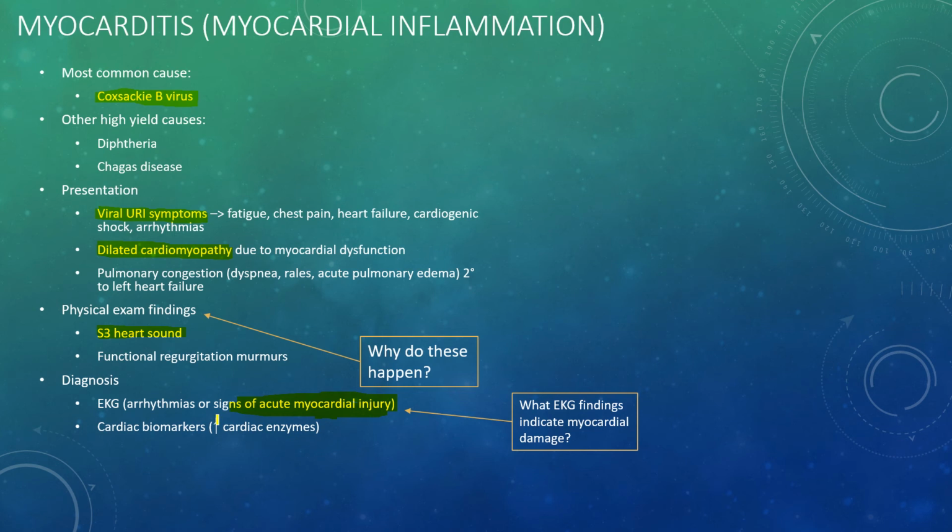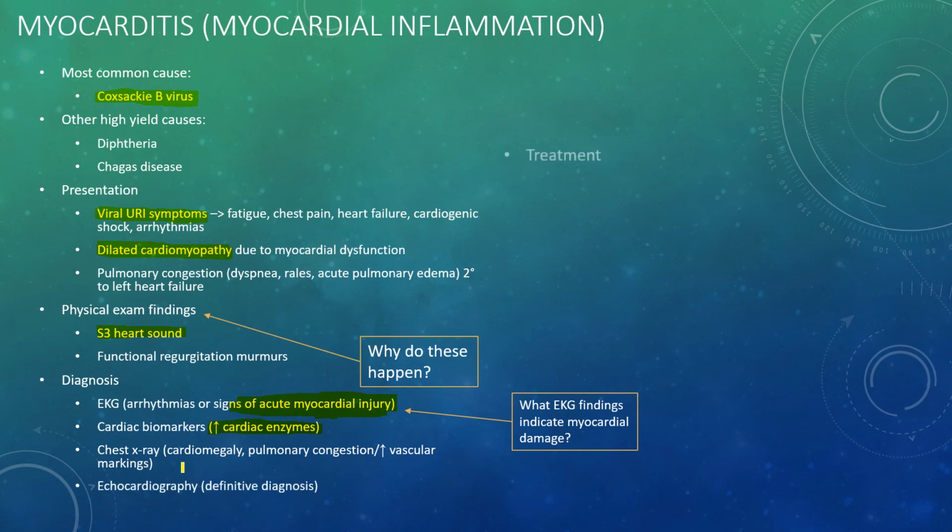You also get cardiac biomarkers. Remember, the muscle is getting damaged. So you have increased troponin, increased CK-MB, and chest X-ray will show enlarged heart, pulmonary congestion, and increased vascular markings. So because of this failure and the excess of blood causing dilated cardiomyopathy, you get cardiomegaly, and because of backup of blood, you get increased vascular markings and pulmonary edema on the chest X-ray. Echocardiography is a definitive diagnosis.